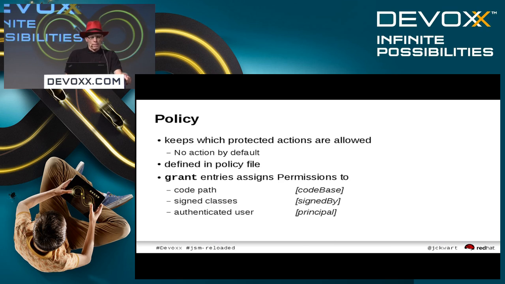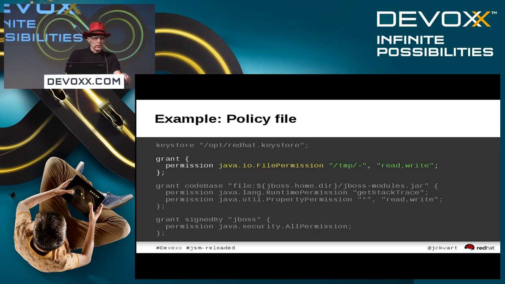For example, I have a simple policy file here. The first grant is without any limitation, so it grants file permission for reading and writing to a temporary folder. So every piece of code can read and write from /tmp.